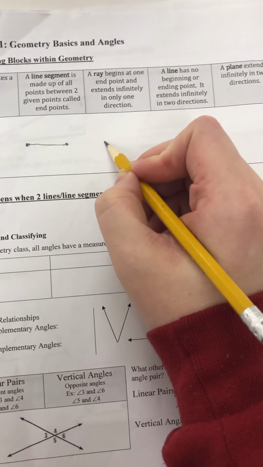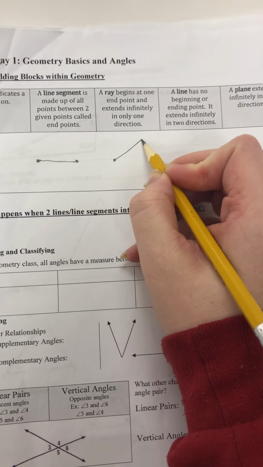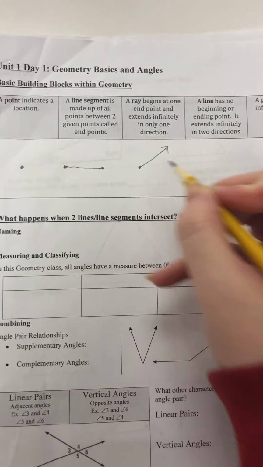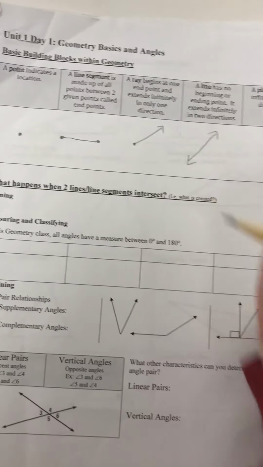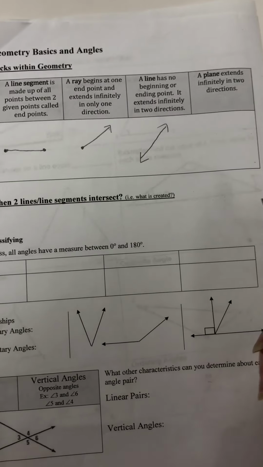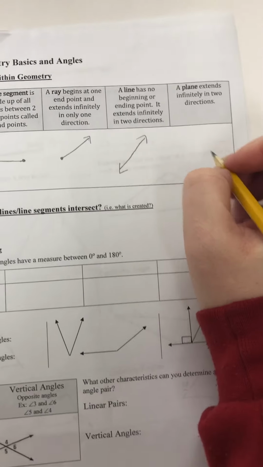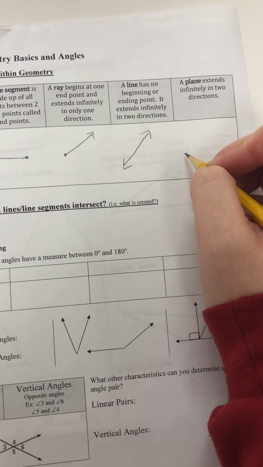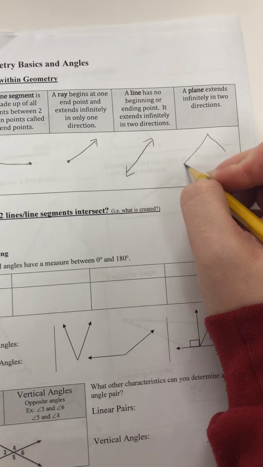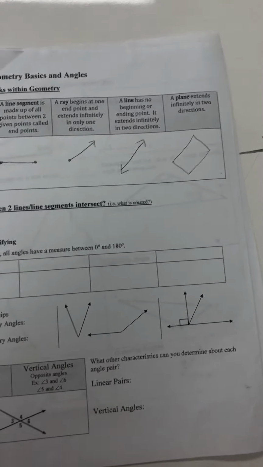A ray is something that starts at one point and goes off forever. We know that that arrow means forever. And then a line goes off forever in both directions. And then a plane is something that extends infinitely in two directions. So it's made up of a bunch of lines. So it looks something like this.